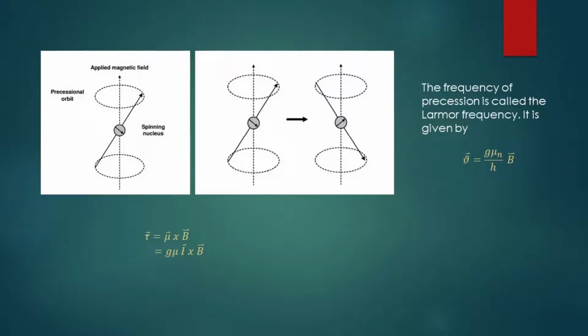So when the magnetic field is present, the axis of rotation would precess around the magnetic field. As you can see in the picture, the frequency of the precession would be the Larmor frequency. The value would be nu equal to g mu n B, not mu B. Mu B is the Bohr magneton. Here mu n would be there.